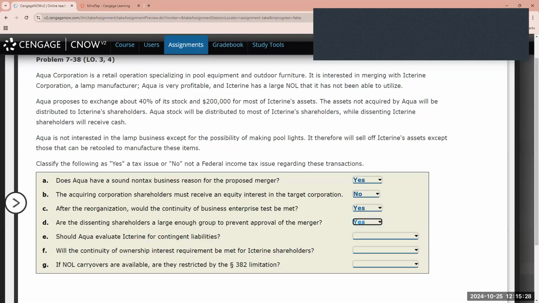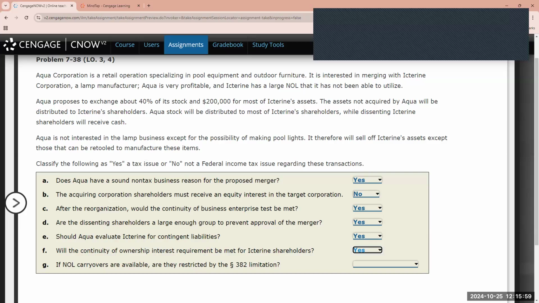E, should Aqua evaluate Icterine for contingent liabilities? Yes, this is a big deal because a reorganization must result in some continuation of the previous corporation's business activities. Existing liabilities are rarely liquidated, and an exception would be type G. F, will the continuity of ownership interest requirement be met for Icterine? In such case, yes, this is going to be important.